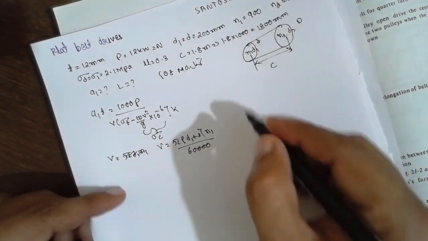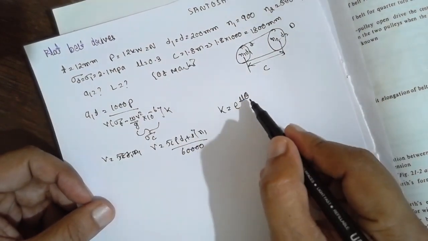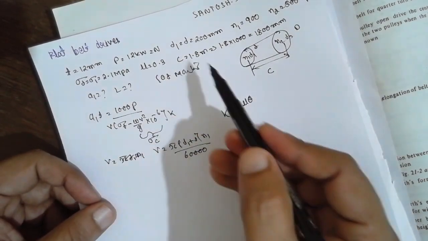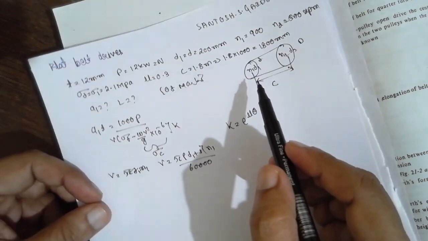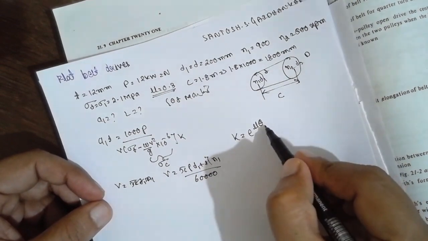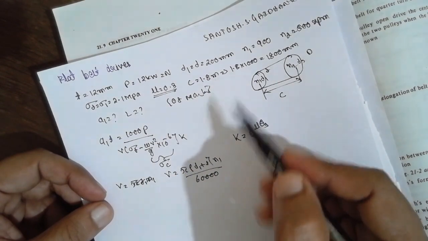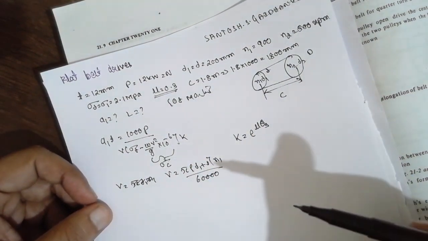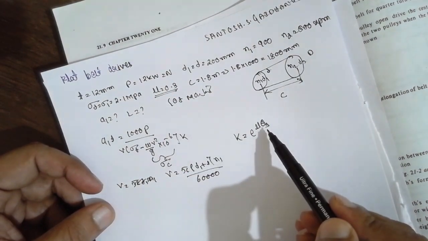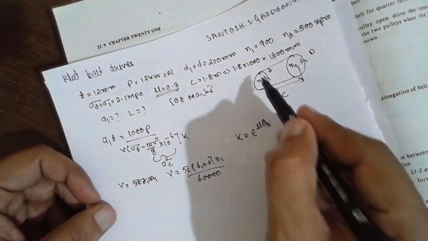How to find K? The formula for K is e raised to mu theta. Whether we take theta L or theta S, the condition is not mentioned. The easy trick is, when a single mu is given, you consider theta S. If two mu's are given, you find theta L and theta S, and among both you select the least. But if a single mu is given, directly write theta S. It is the angle of wrap.